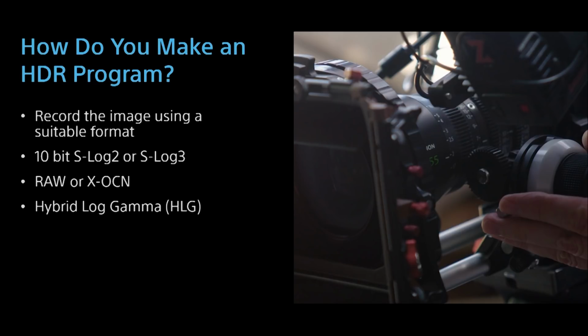So we do actually need to record our footage with a high-quality codec, because we are going to be using that full dynamic range from the camera, so it needs to be well recorded. So where possible, I would recommend RAW or XOCN. If you're using hybrid log gamma, it's a little bit more forgiving, and that actually works quite well with XAVC-L codec.